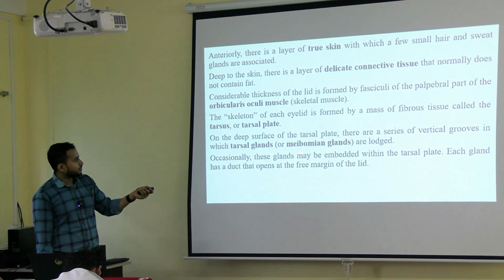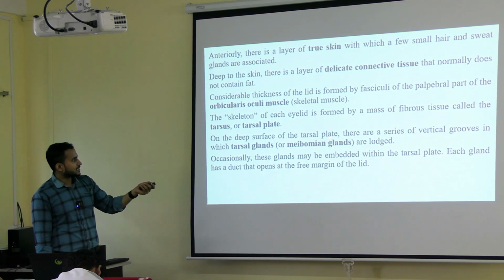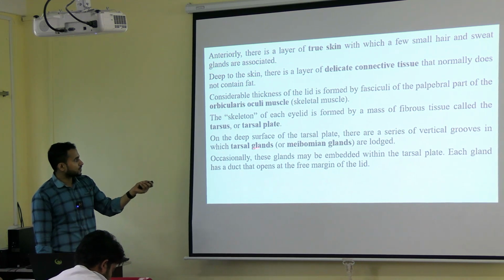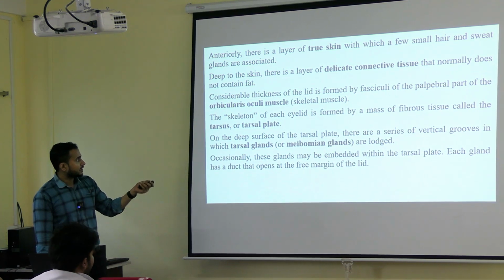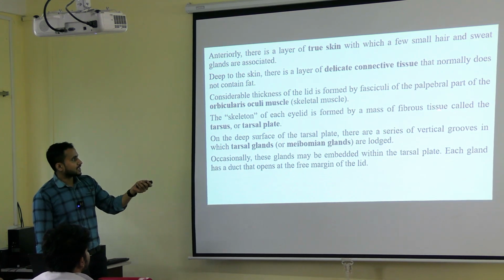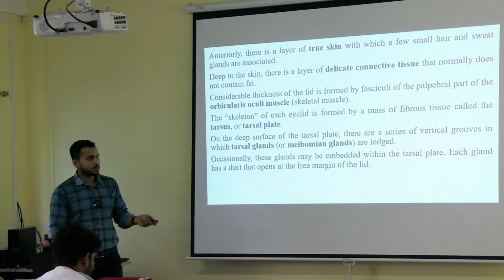Now along with the meibomian glands, so deep to the tarsal plate there is a series of vertical grooves where tarsal glands are present. Okay, and the eyelids are mass of fibrous tissue. Just now I have shown you.